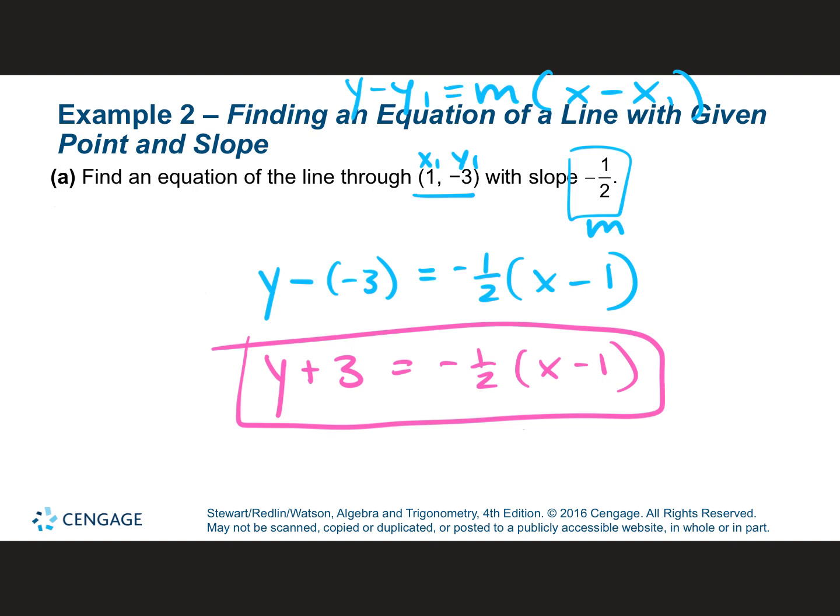Depending on what the question asks, if it asks for point slope form, you can just leave it like this. Sometimes the question might ask you for slope intercept form, which we'll get to in a couple slides, but that's when it's y equals mx plus b, so we'd have to rearrange it and make it y equals. But this one doesn't say specifically what type of equation, it just says find an equation, so this is fine. Point slope form is fine.